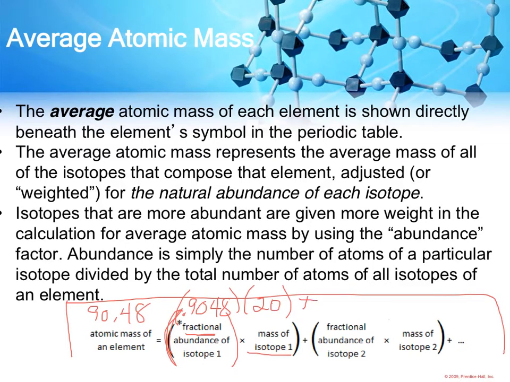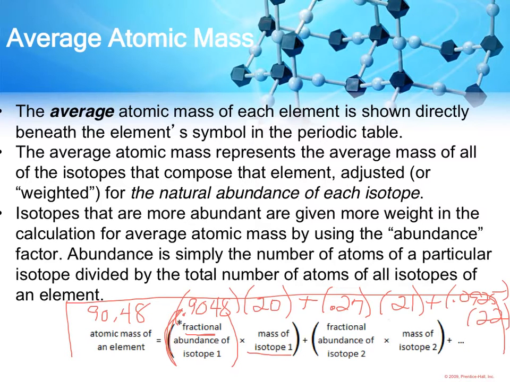You do that type of math for each of the isotopes of an element. In the case of neon, there would be three. The fractional abundance of neon 21 is 0.27. Its mass, of course, is 21 AMU. And then the third isotope of neon has an abundance of 0.0925, and its mass is 22 AMU.